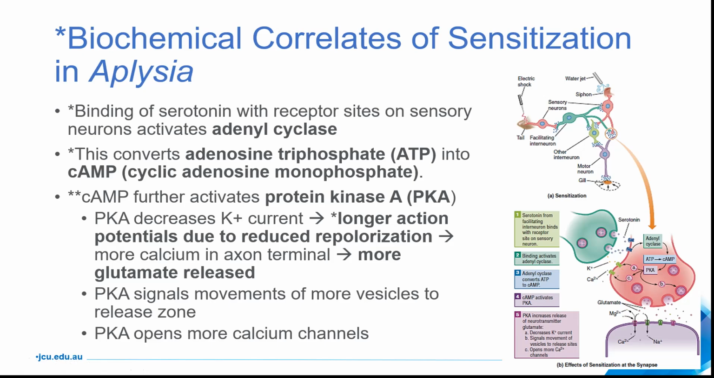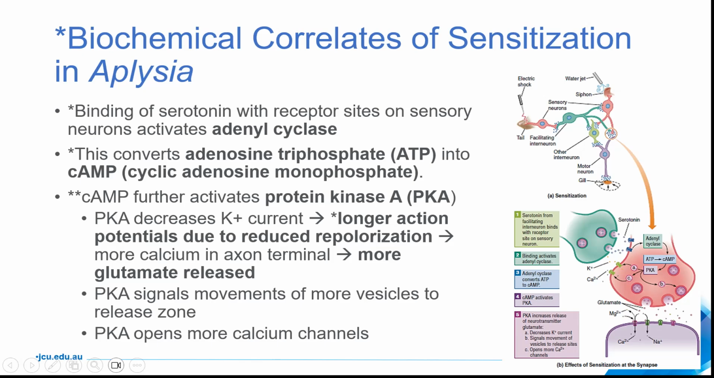Serotonin release by these interneurons is what gets the entire cycle in motion. They bind on the receptor sites on the sensory neurons, because they're close to the sensory neurons. Then they activate adenyl cyclase, the key enzyme that starts the entire process. It converts ATP into cAMP, the secondary process. And the last, tertiary process: cAMP further activates PKA. PKA is the last neurochemical at the end of this cycle.